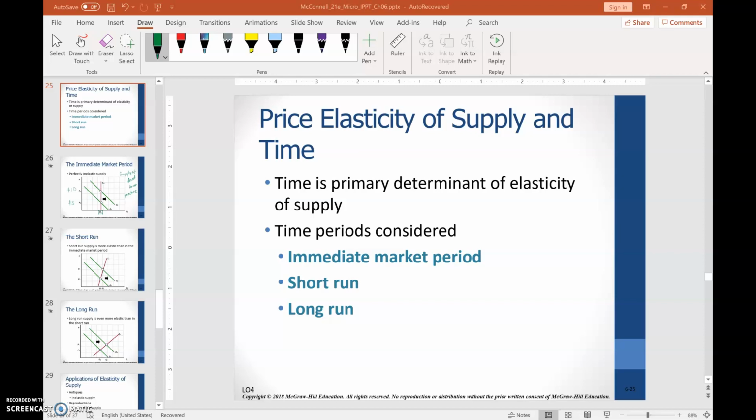Hey everyone, let's look at the determinants of price elasticity of supply. Time is the primary determinant, and we are going to consider the immediate market period, the short run, and the long run. And the example we have is the market for produce. It can be any produce of your choice.